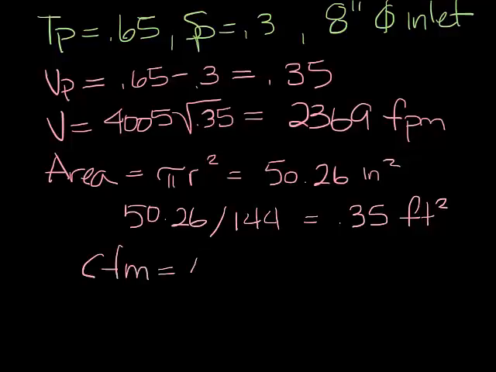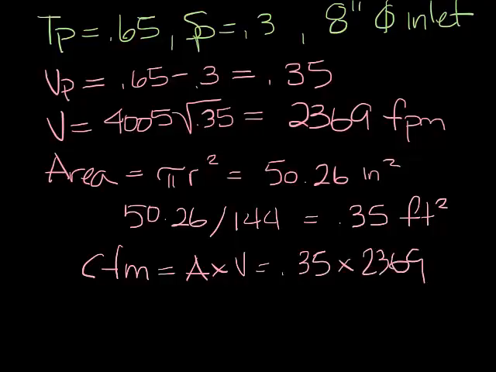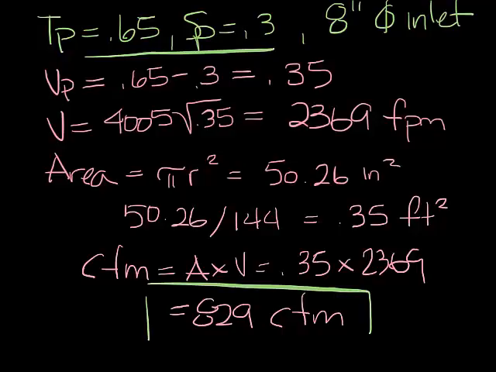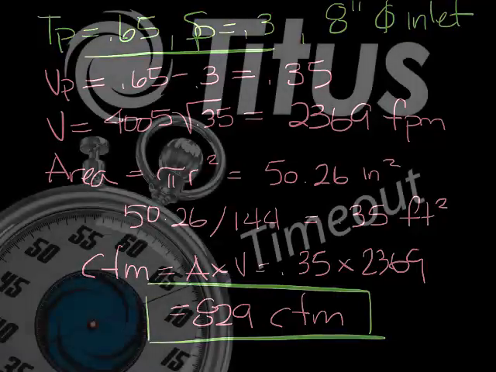So now the CFM is the area times the velocity, which equals 0.35 times 2369 feet per minute, and you get a CFM of 829 CFM. So now you can see that from knowing the total pressure and static pressure, you can calculate your CFM. So that's how pressure works.